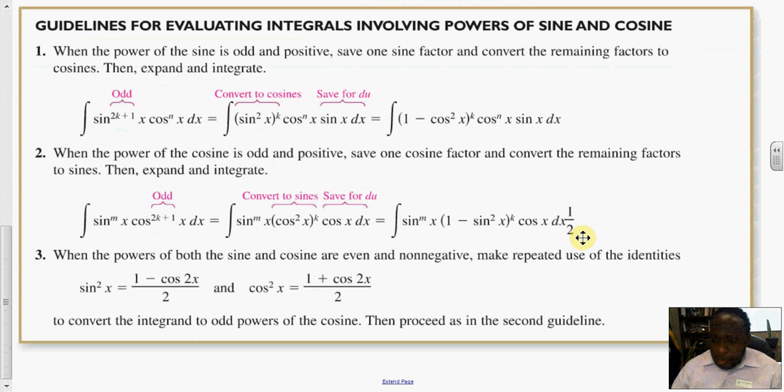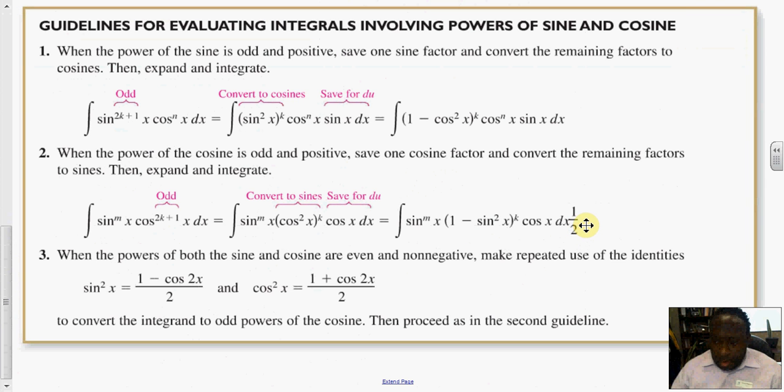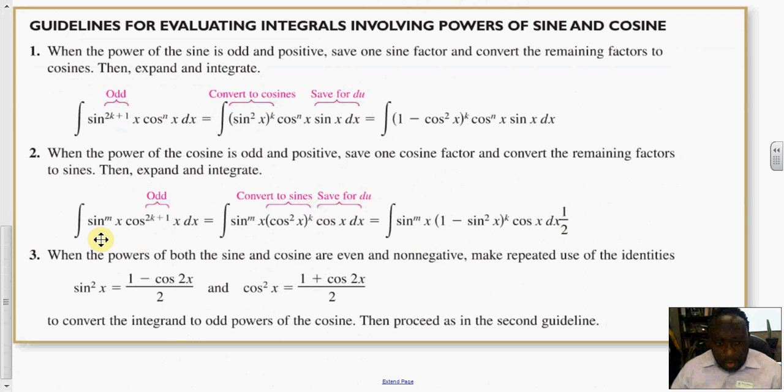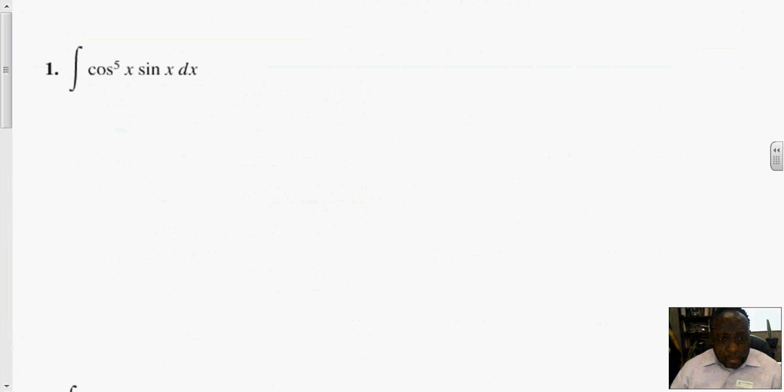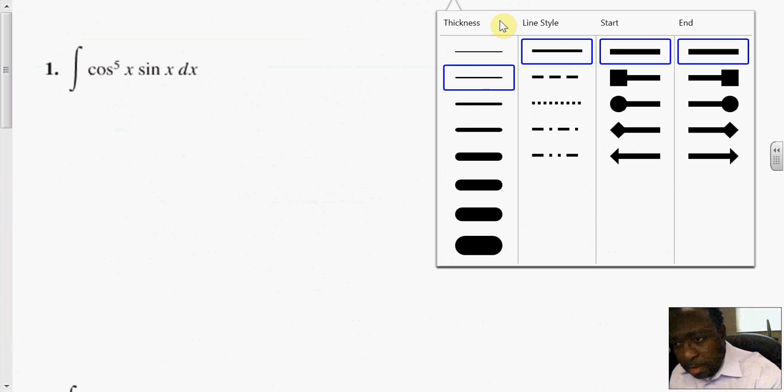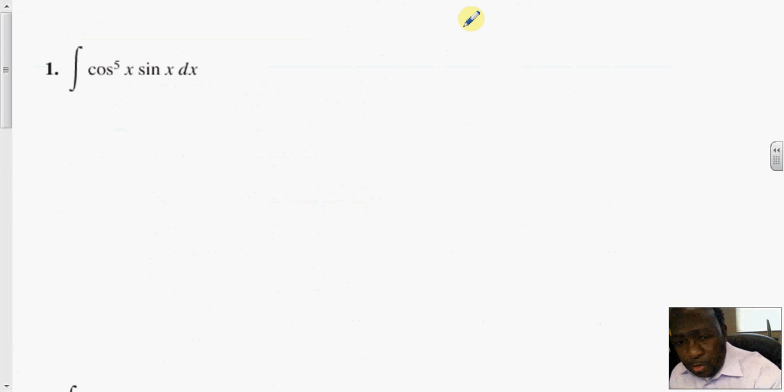Okay, I don't know what that 1/2 is sitting over there for. It's odd. Okay. Anyway, let's look at some problems. See if we can make some sense out of this. Let's just use blue for today.